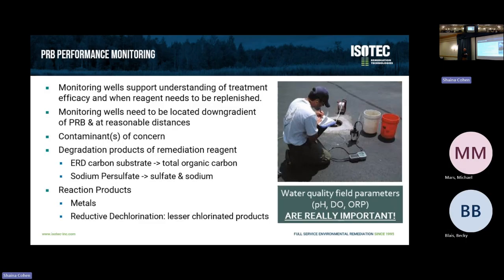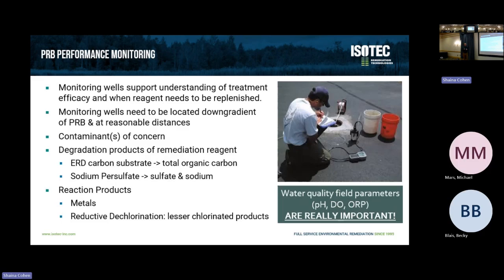What's coming into our PRB. And we want to have locations at reasonable distances downgradient. We want to be able to show that our efficacy is working by having a well downgradient, and then maybe also some at further distances downgradient as well to look at efficacy. Is our plume shrinking downgradient? Are there any unnecessary byproducts? Are they going down with distance from our PRB?